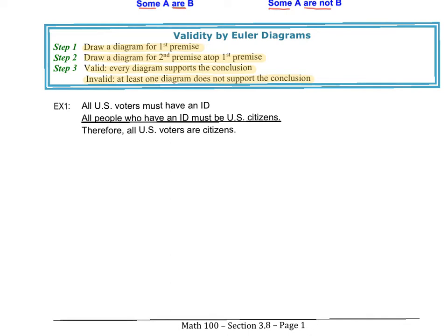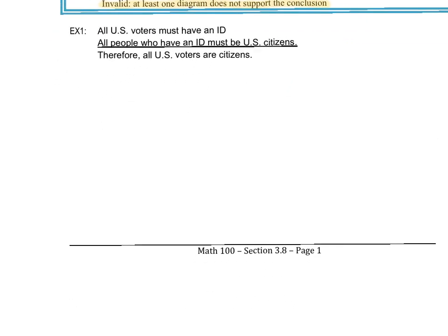In the previous section, we used truth tables to determine whether an argument was valid or invalid. So remember, if we had all true, the argument was valid. So that's similar here to every diagram true, the argument is valid. If we can find one diagram that makes a conclusion false, then it's invalid. So again, this is just a lot of words. It's usually easiest to see if we just go ahead and go through the steps with a concrete example. So let's look at example 1.